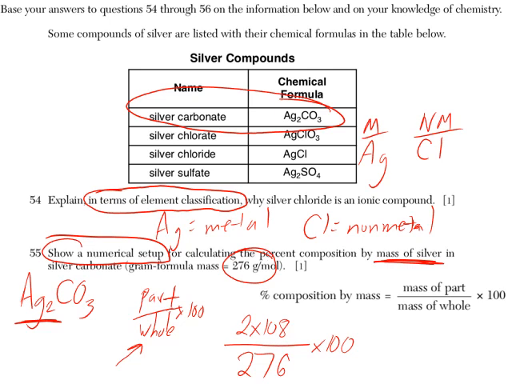Like I said, if you want to set up a little bit differently, if you instead of 2 times 108, you want to go ahead and do the math first and write 216 divided by 276 times 100, you could do that too. Either one of those things works, but that's all you have to do. Don't actually do the math, just set it up.